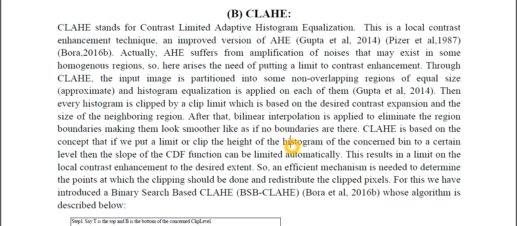So I am revising the steps again. Please listen carefully. Revising the steps of CLAHE. What we have done first: the input image is partitioned into some non-overlapping regions of equal size. Then second step, we apply histogram equalization to each of them. And the third step, every histogram is clipped by a clip limit, and that is based on the desired contrast expansion and the size of the neighboring region.